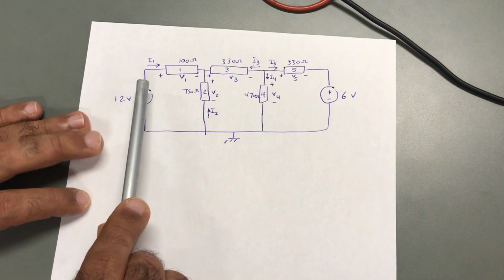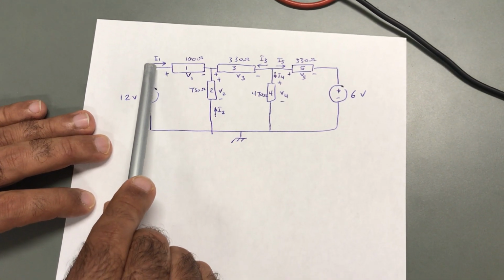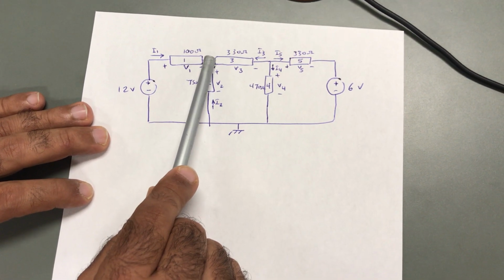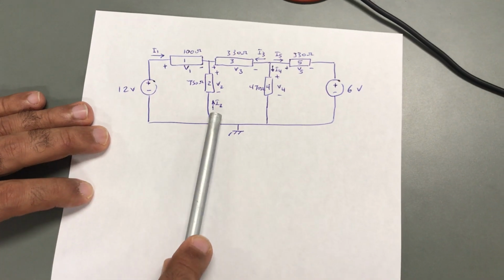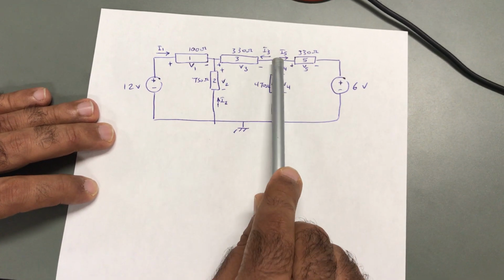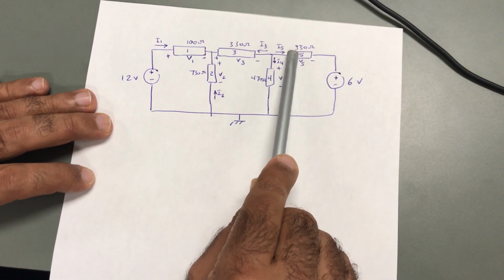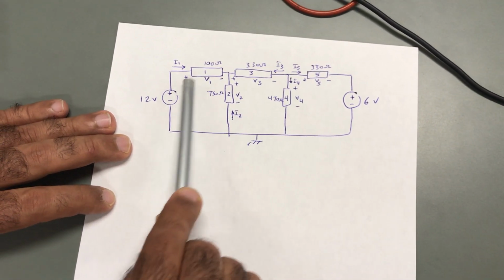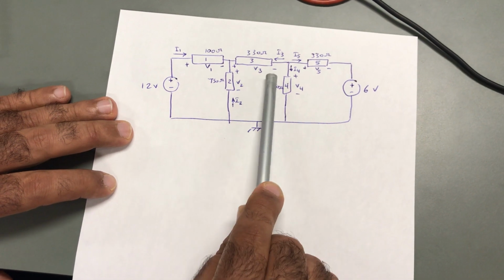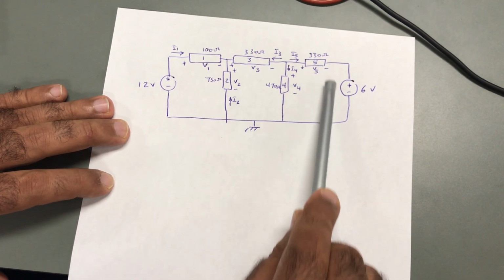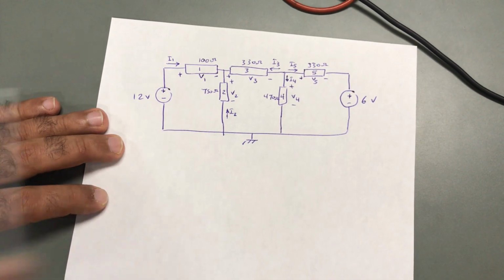We have to prove that the summation of the currents at this node is equal to 0. So I1 plus I2 plus I3 is equal to 0. And at the same time, the summation of the currents for this node is equal to 0. I3 plus I4 plus I5 is equal to 0. The summation of the voltages for this loop is equal to 0, and the same for the other loops. This is the first part.